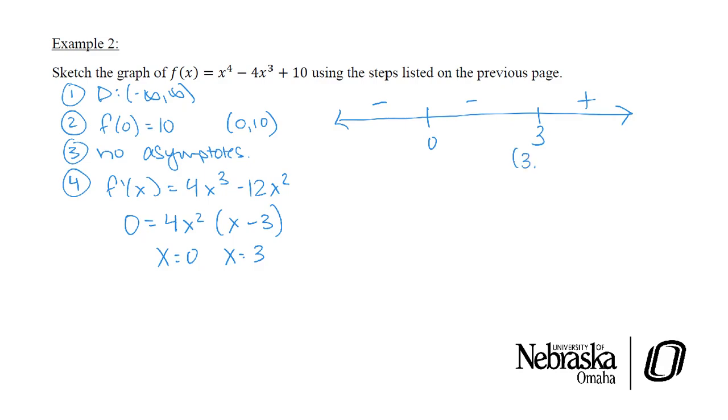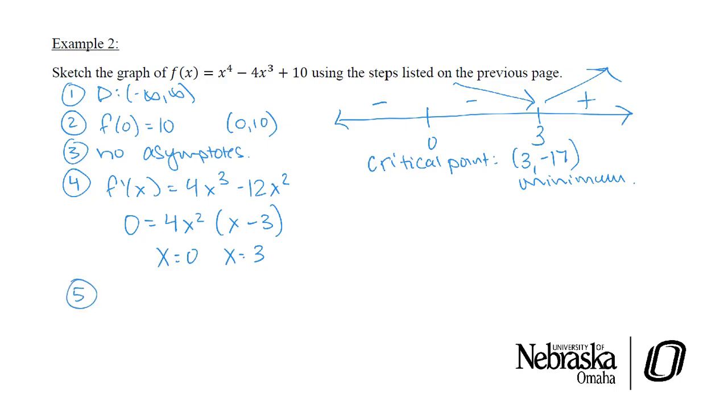If we plug 3 into the original function, we get the y value of negative 17. So this is a critical point. Notice we have a negative slope and then a positive slope. So it is a relative minimum, and we can verify that with the second derivative. Okay, so that is step 4.